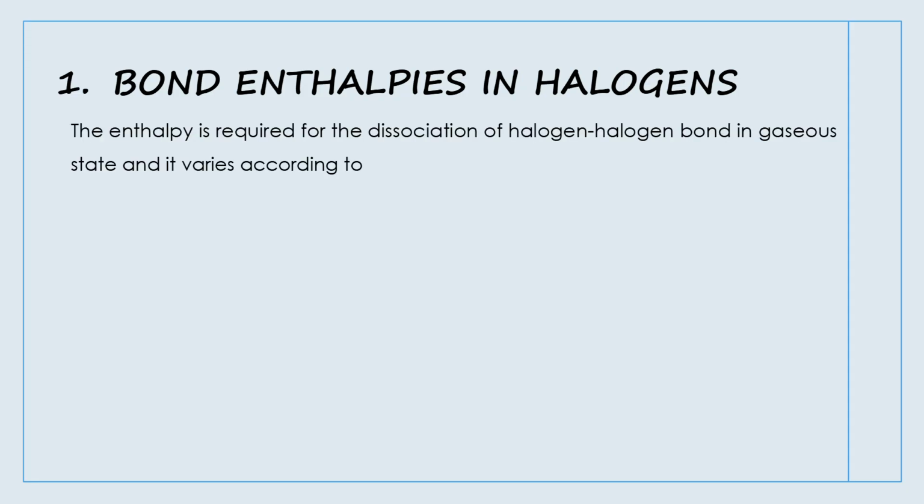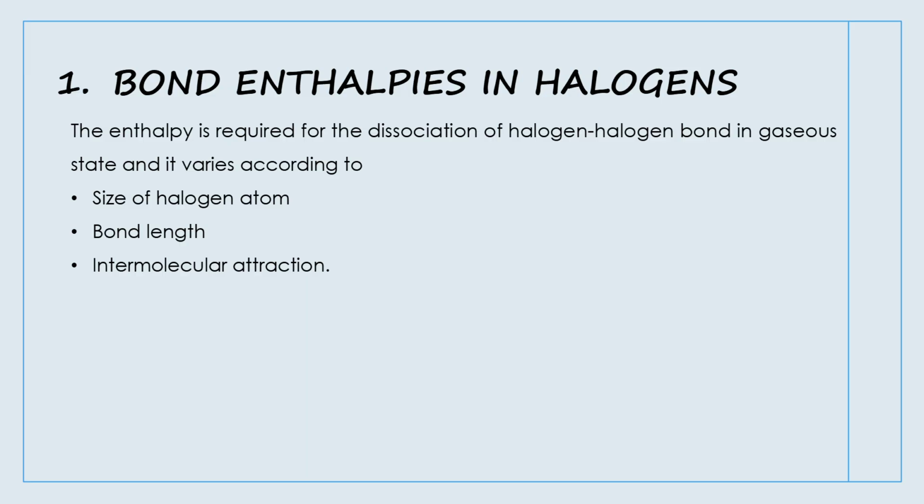Talking about bond enthalpy, it is the energy required for the dissociation of the halogen atoms in their gaseous state. It may vary according to the size of the halogen atoms, the bond length, and the intermolecular attraction. It means as the size of the halogen atom increases, eventually the bond length will increase and the intermolecular attractive forces will become weaker.